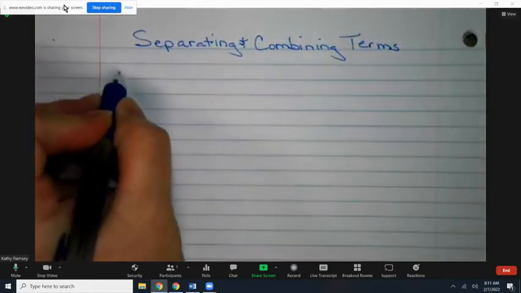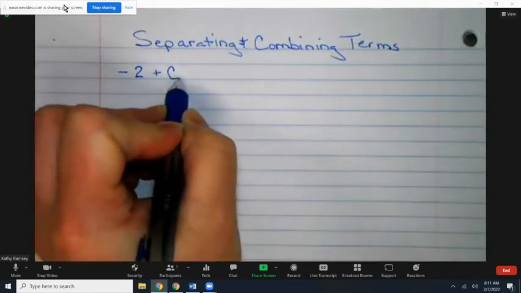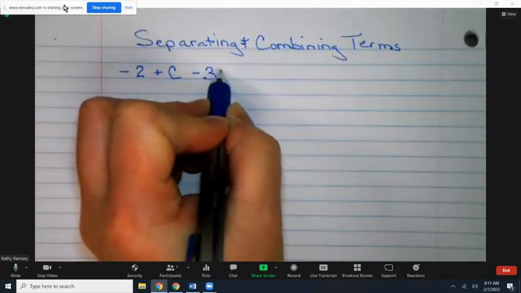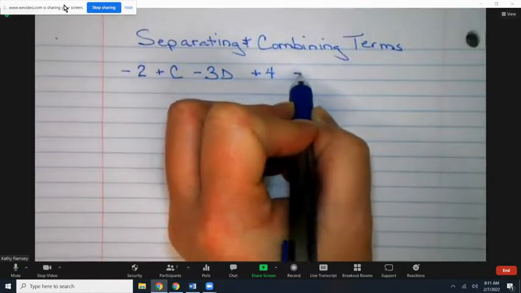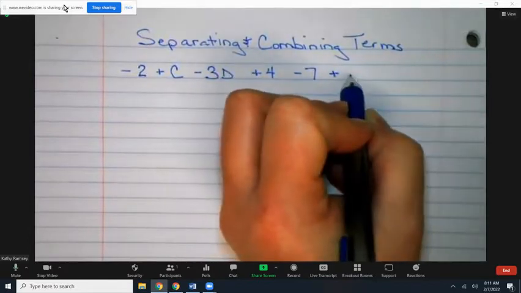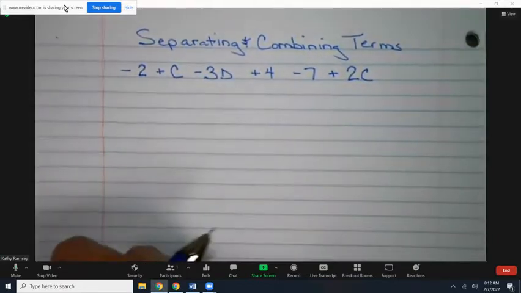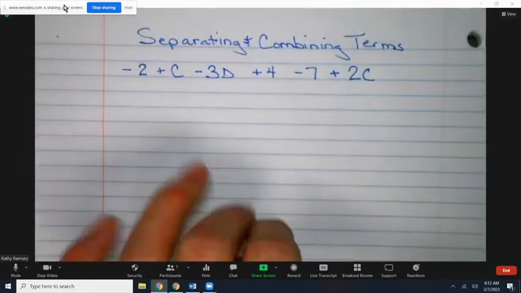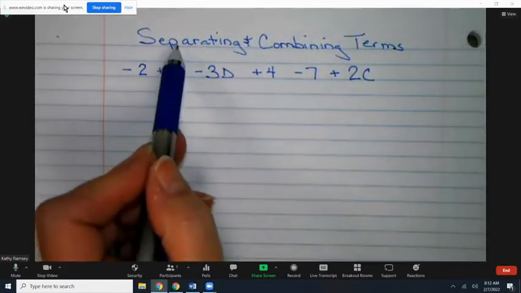All right, so let's just start with a random expression. -2 plus c minus 3d plus 4 minus 7 plus 2c. Okay, pretty long. We're not going to actually solve problems with two variables this year, but for right now, we've got them. Okay, so the first thing we need to do is separate.